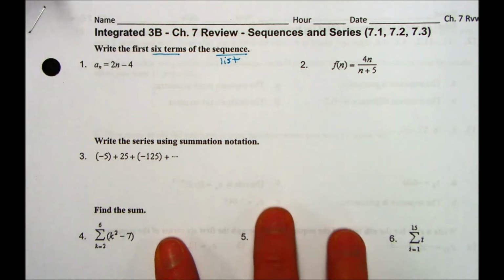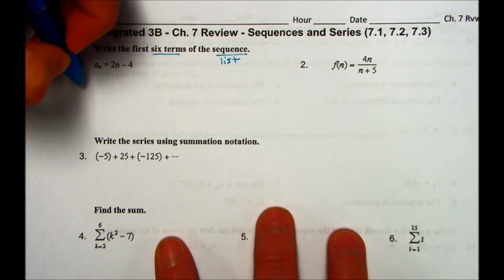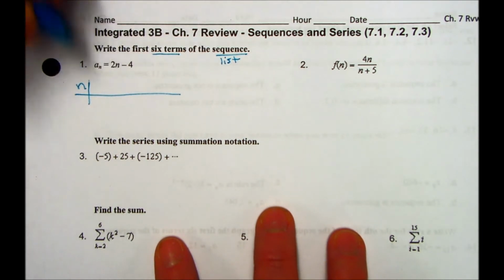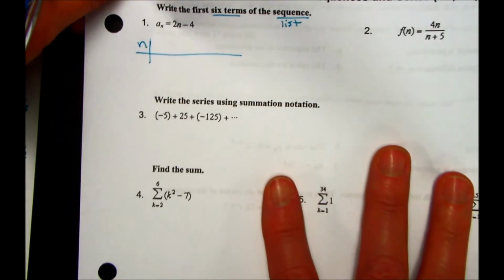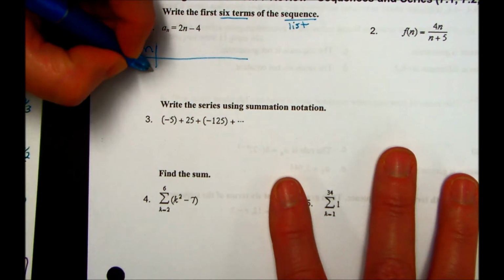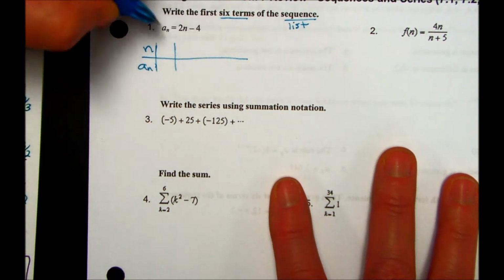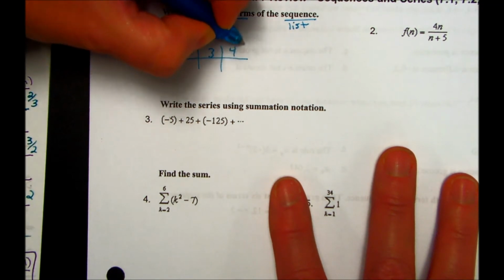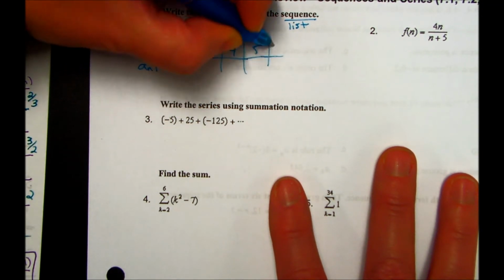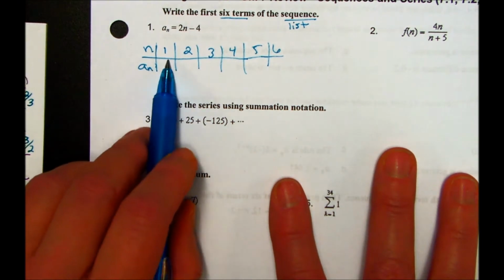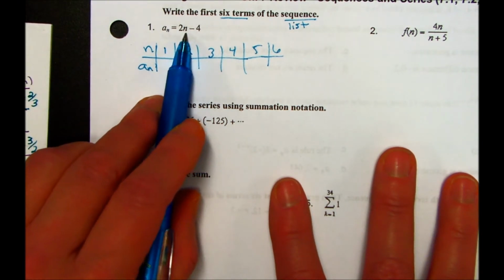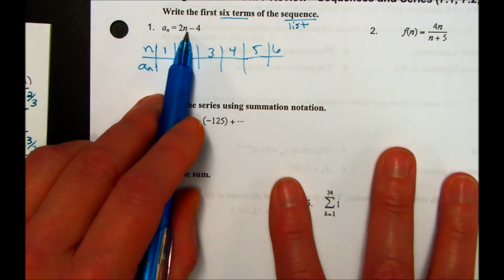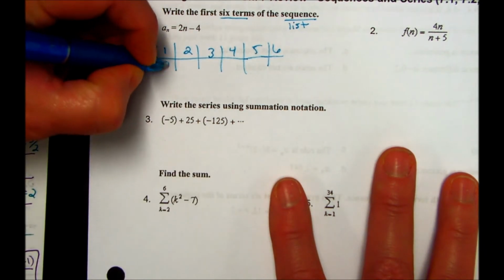You could make a table vertically or horizontally. I'm actually going to go horizontally. So n is going to be my input, and a sub n is going to be my output, and I'm substituting 1, 2, 3, 4, 5, and 6. So if I substitute 1 in the place of n, 2 times 1 is 2, minus 4 is negative 2.